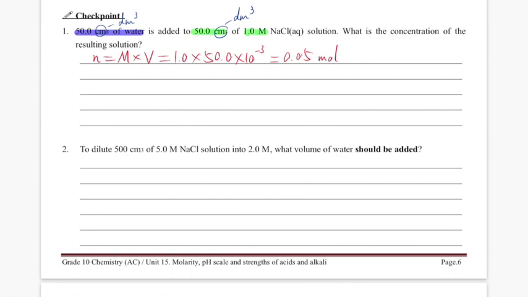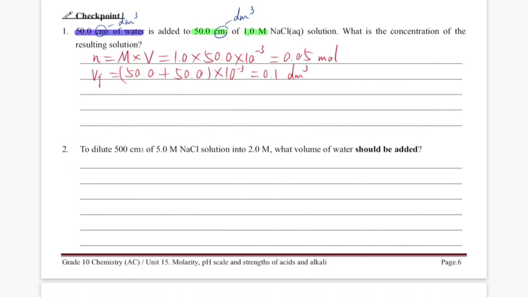Okay, and then we need to work out the final volume. We use a subscript of F to represent the final volume. It should equal the volume at the beginning plus the volume of the water that we add in. And remember, you need to change it into dm cube, so times 10 to the power of minus 3. That will give us the answer. So the final volume of the solution should be 0.1 dm cube.